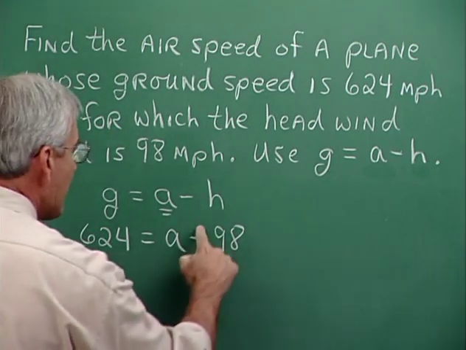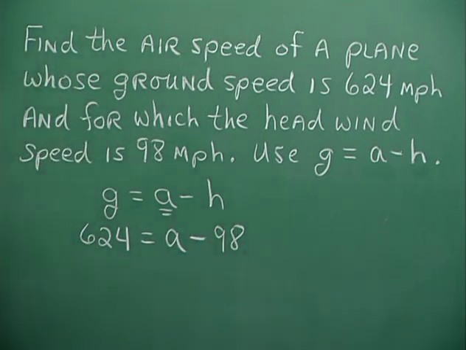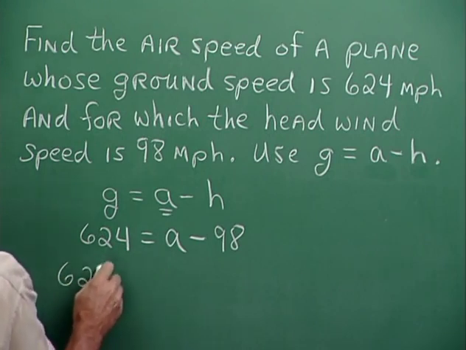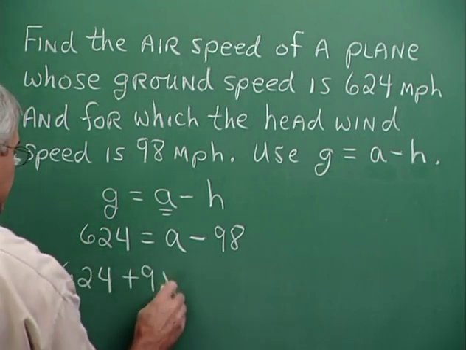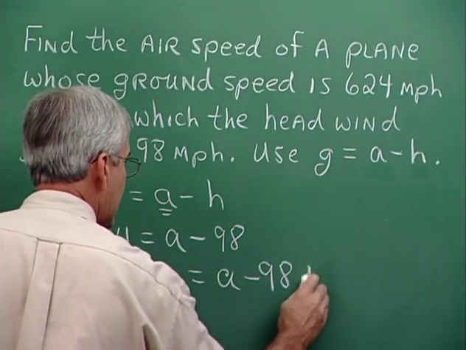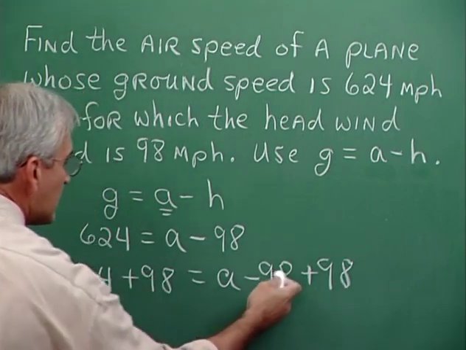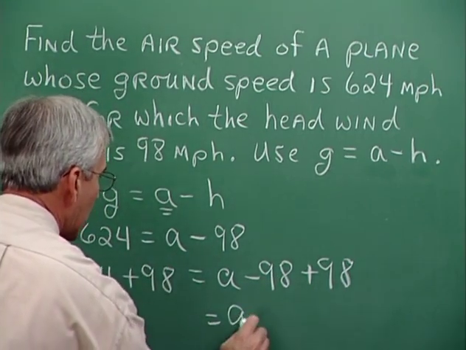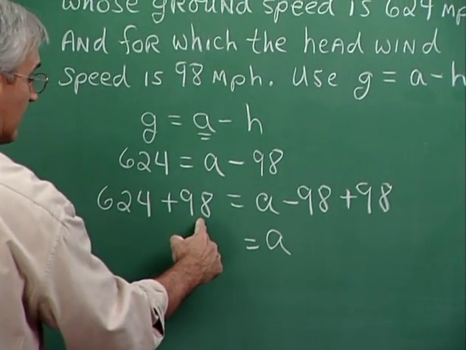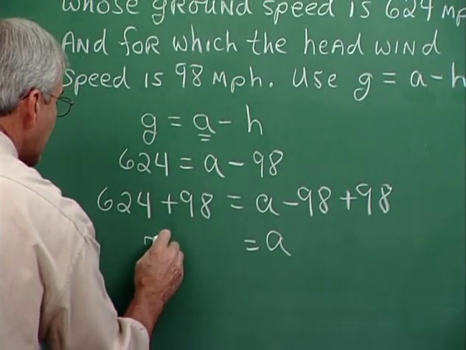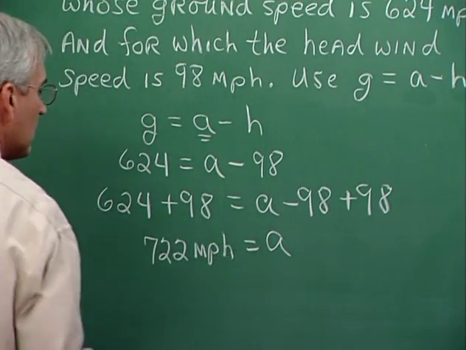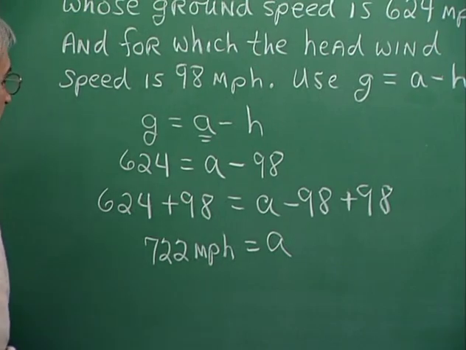To isolate the A, we want to clear the minus 98. To do that, we add 98 on both sides. So we write 624 plus 98. We bring down the right side, add 98. These go out, leaving A on the right side. And on the left, 624 plus 98 is 722. And that's 722 miles per hour for the airspeed of this airplane.